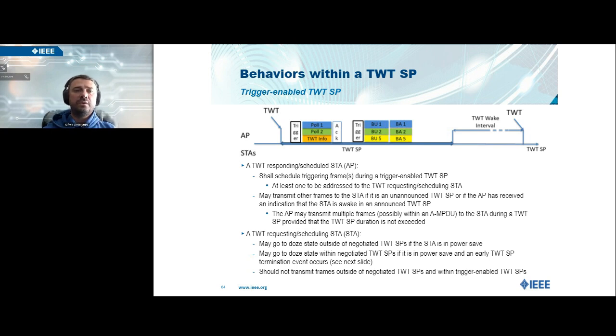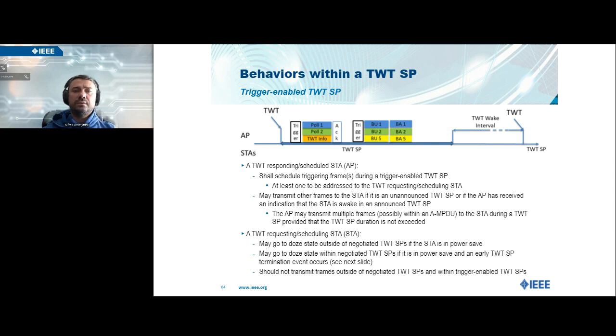And of course, depending on the availability of the stations and the traffic that is pending for those stations and the traffic that is being advertised by the stations for the uplink, the access point can determine how to arrange the resources in the downlink and uplink to maximize the delivery of the traffic while minimizing the amount of time that the stations have to spend in the awake state.